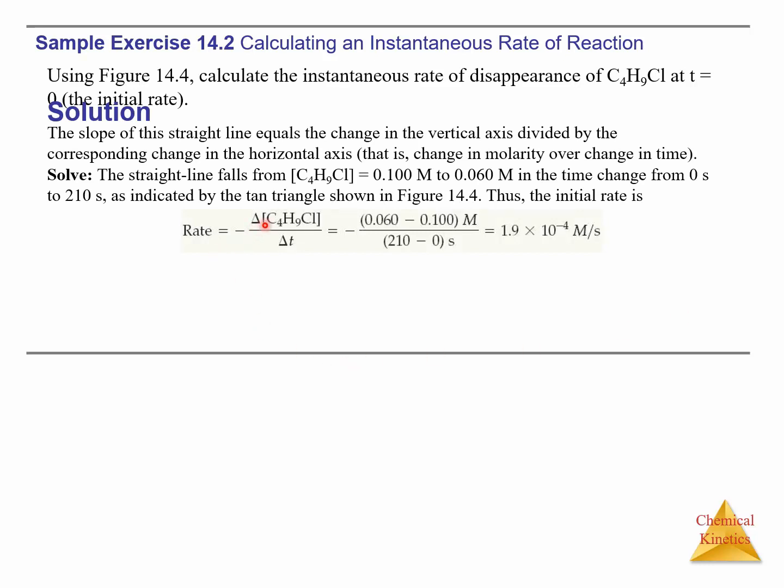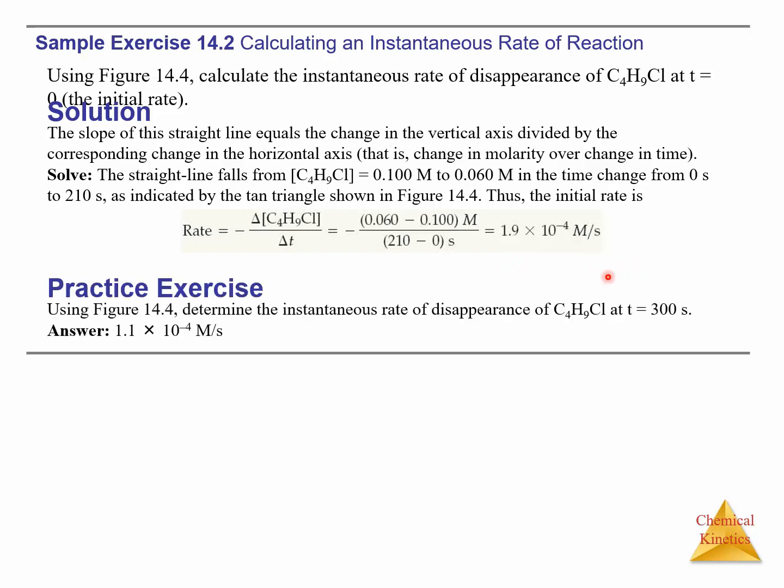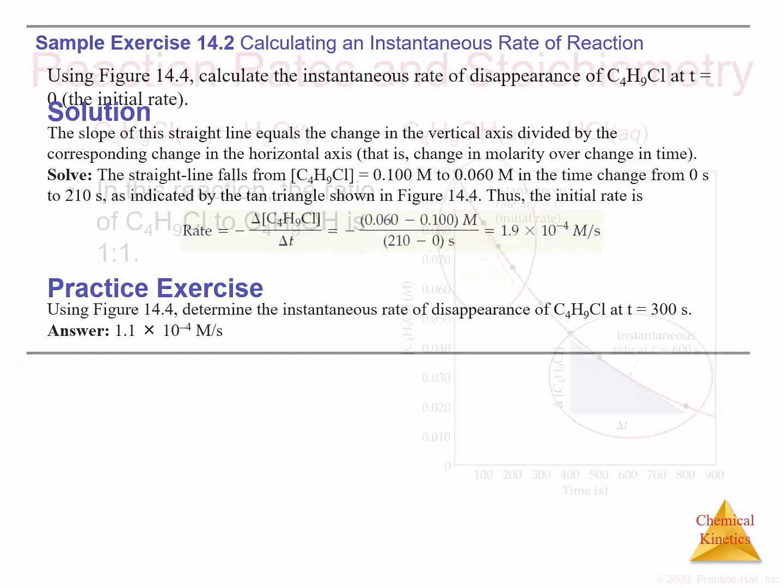So rate equals minus the change in concentration of butyl chloride over the change in time. From the plot, we will get this value, 1.9 times 10 to the minus 4 molar per second. Also, you can solve the practice exercise from the same plot.